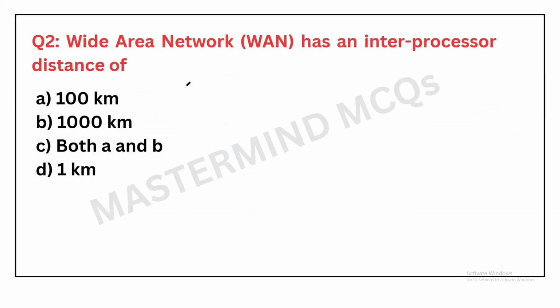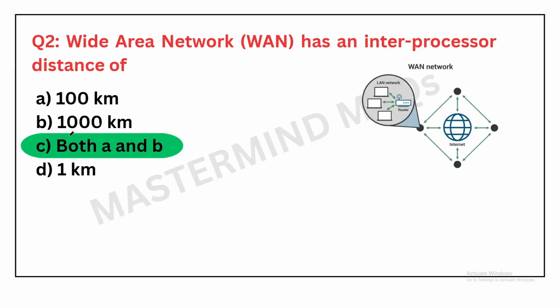Question number 2. Wide area network, that is WAN, has an inter-process distance of how many kilometers? Option A, 100 kilometers. Option B, 1000 kilometers. Option C, both A and B. Option D, 1 kilometer. The right answer is option C, both A and B. A WAN is a large network that typically spans cities, countries, or even continents, often covering thousands of kilometers, while a distance like 100 kilometers is easily manageable.